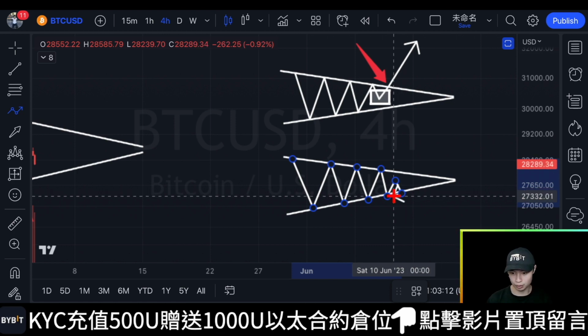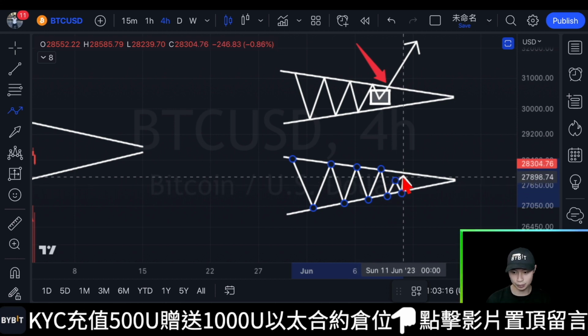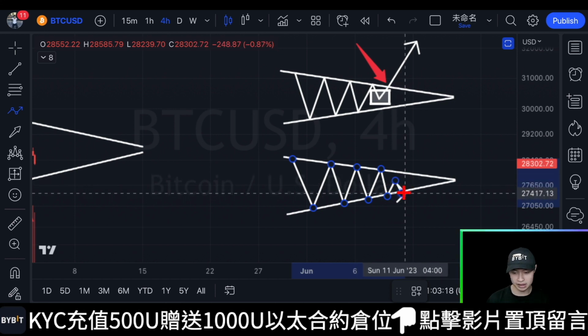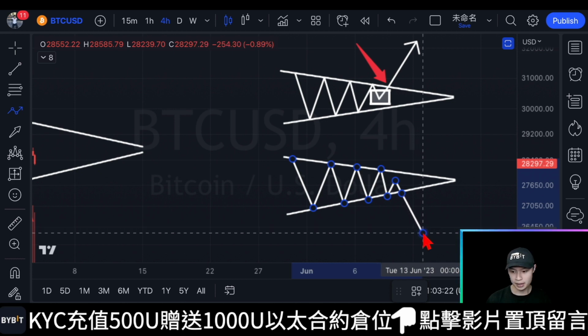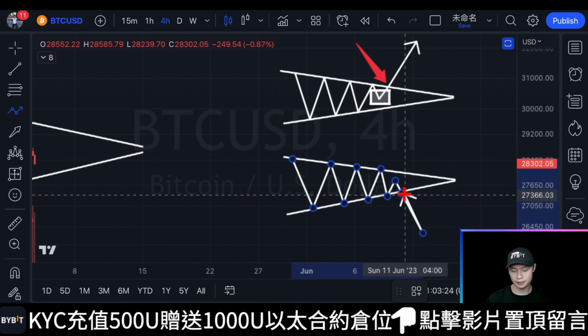It bounces up a bit. It hasn't touched the upper boundary, and then goes back down, hitting the lower boundary. In a situation like this, the price will likely break through downward. Usually, when this happens, opening some positions may be better, because sometimes we need some time to confirm the volume.